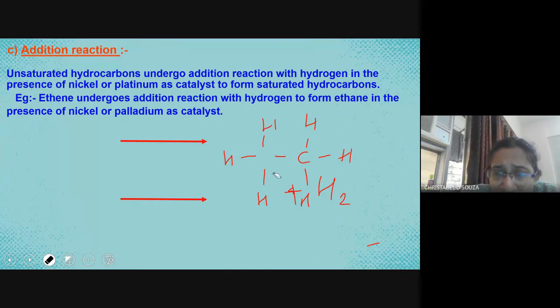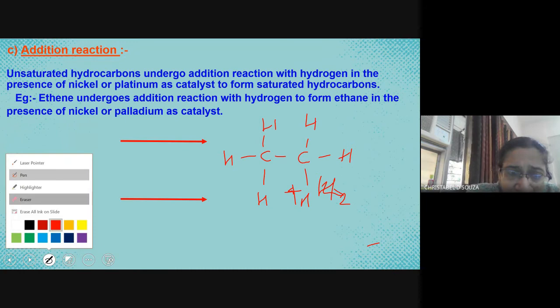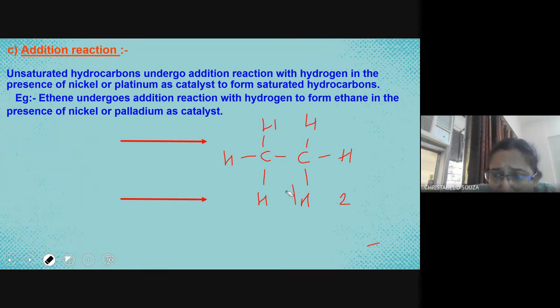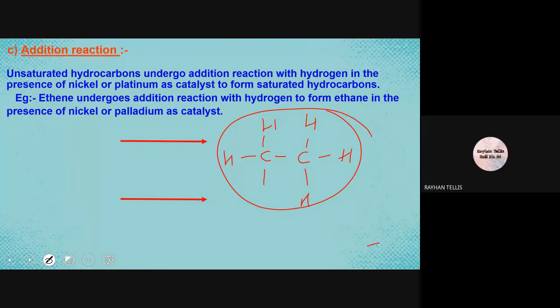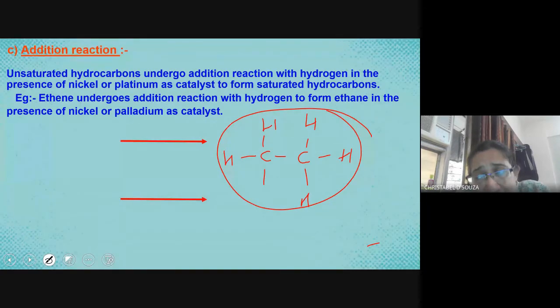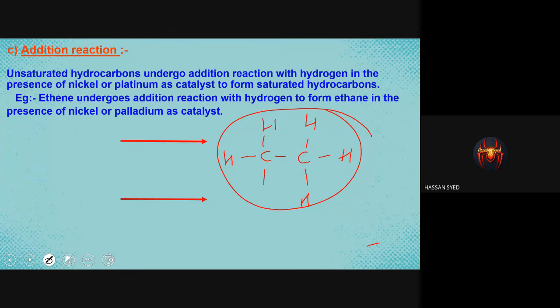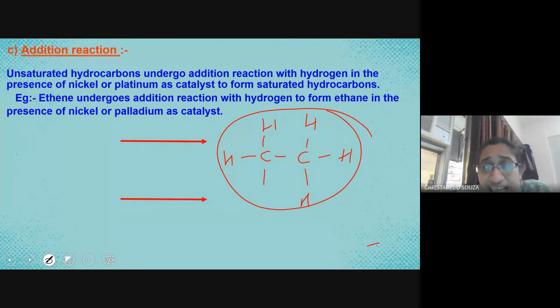One hydrogen goes here and one hydrogen goes here. What does this become, boys? Can you tell me what it becomes? What does it get converted to? What is this, boys? What compound is this? Come on, boys. C2H6. Yes. What is C2H6? Ethane. Yes. So ethene gets converted to ethane.